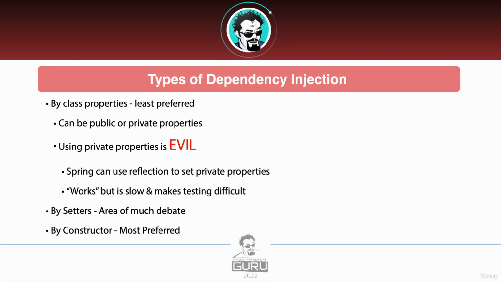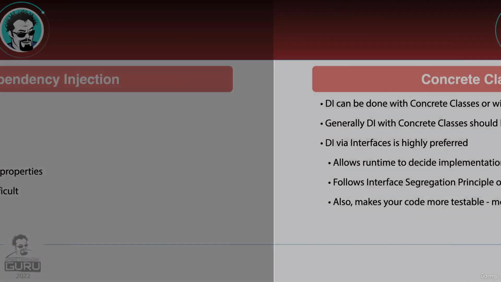By setters, this used to be an area that most people preferred, and going from old memories, I think Spring was a little temperamental using constructors in the early days, but that is much past. There's been a lot of debate in the community about this. By constructor is the most preferred now, because when you are instantiating the object, to create the object, you need to pass in that dependency via constructor, so the object cannot exist without that dependency being injected into it.